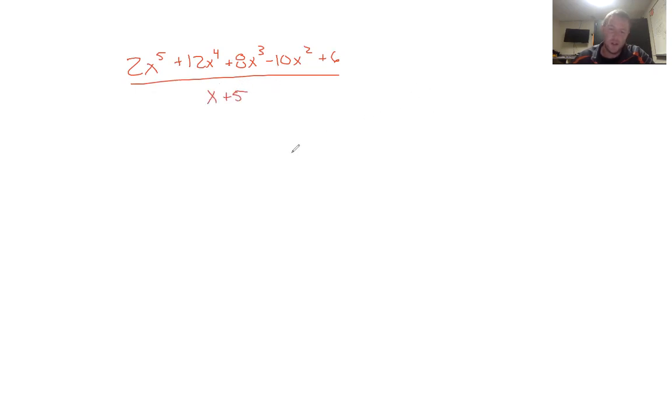Okay, so synthetic division, make your L. Again, right here is the 0. So what makes the bottom equal 0? Negative 5. Negative 5 plus 5 is 0. Again, this is your x to the 5th term, or your highest term, your degree. This is x to the 4th, x cubed, x squared. Notice we don't have an x, but we still need to put something there. And then this is your constant. All right, so we put the coefficients in. So 2, 12, 8, negative 10, 0, 6.